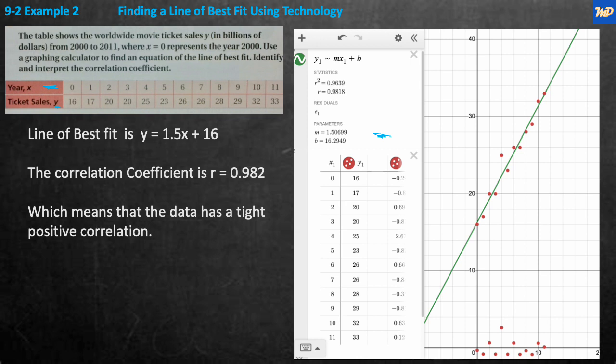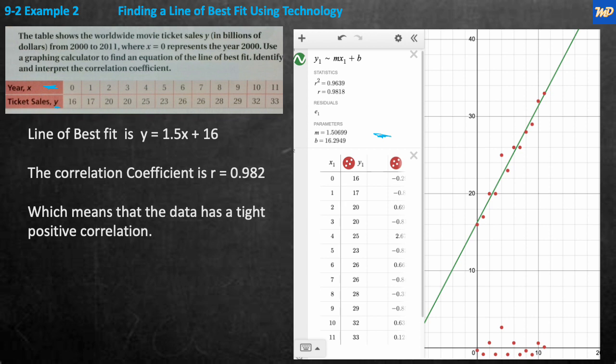You're going to fill in your first row of values, which is 0 to 11. And then you're going to fill in your next row, which is your L2 row. It's Y1 here, 16, 17, 20. These are all your values. And then you're going to run it and calculate it.